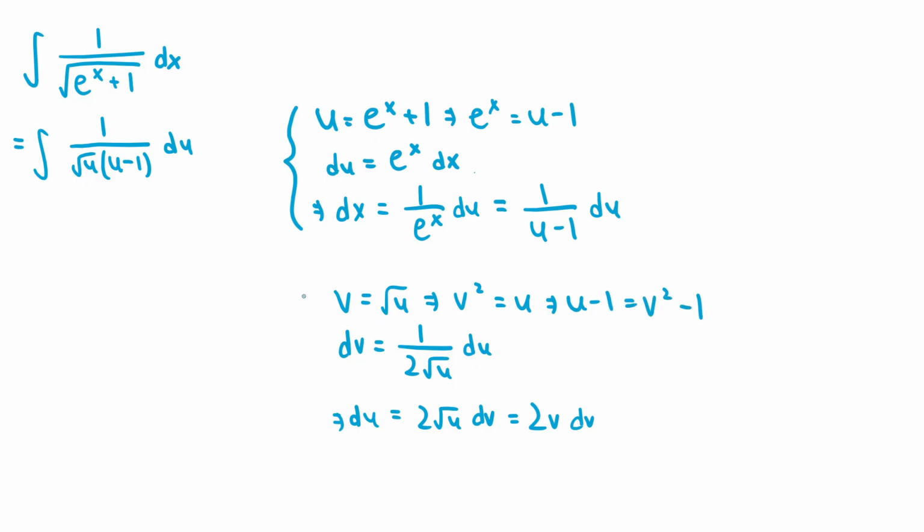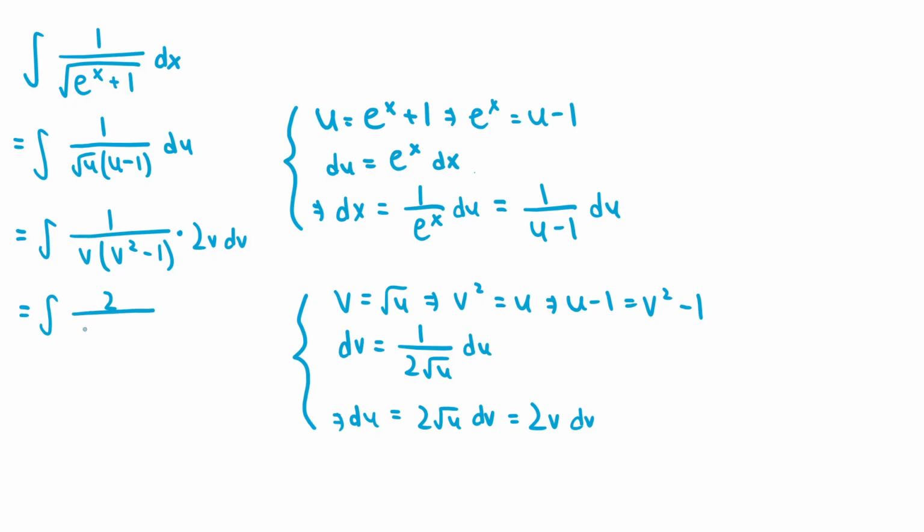If we substitute all of this into the expression, we end up with the integral of 1 over v times parentheses v squared minus 1 times 2v dv, since the square root of u just becomes v, u minus 1 becomes v squared minus 1, and of course du is replaced by 2v dv. If we multiply the two terms together and simplify, this just becomes the integral of 2 over v squared minus 1 dv, since the v and the v in the denominator cancel out.